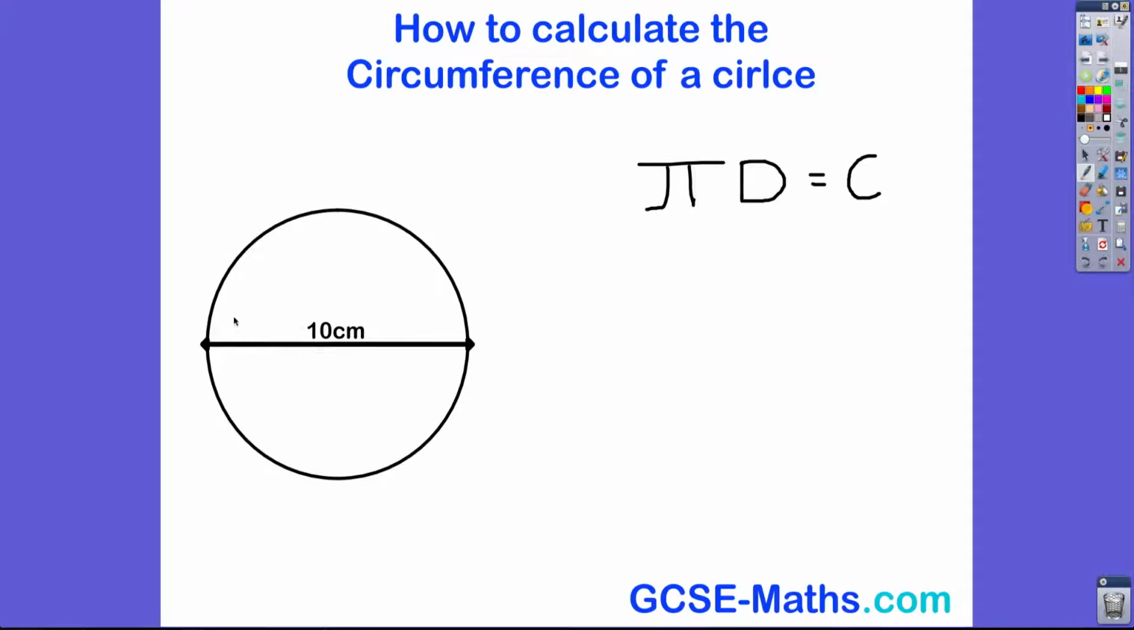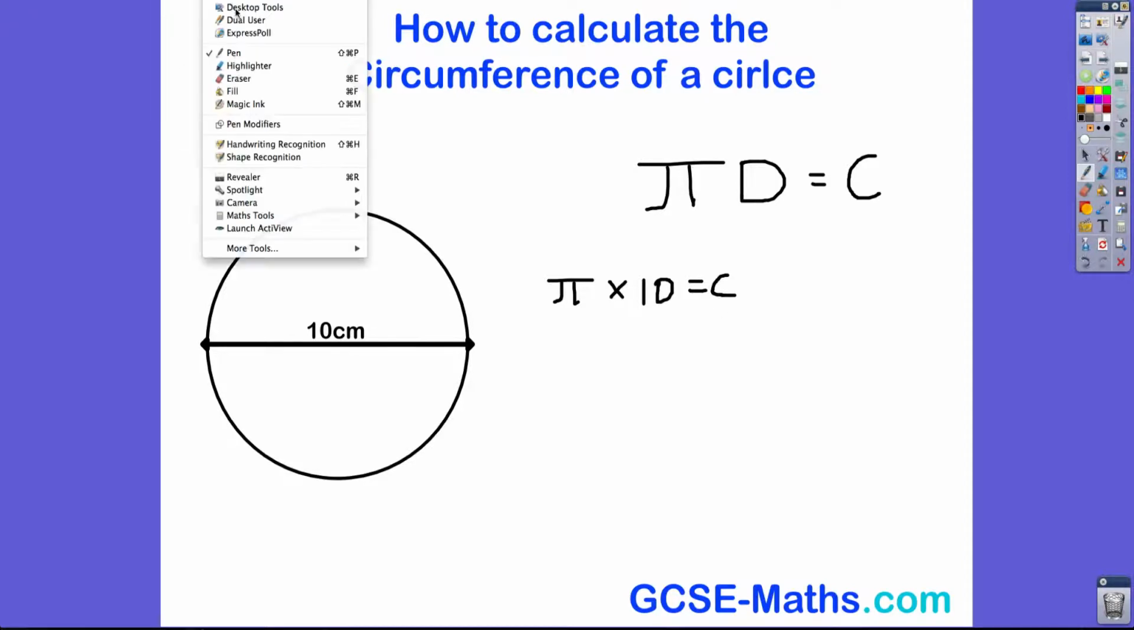So here we have a circle. It has a diameter of 10 centimeters, and we have this formula: pi times d equals the circumference. So what we must do here is pi times d, which is 10, which is the diameter, equals c, and it's as simple as that.